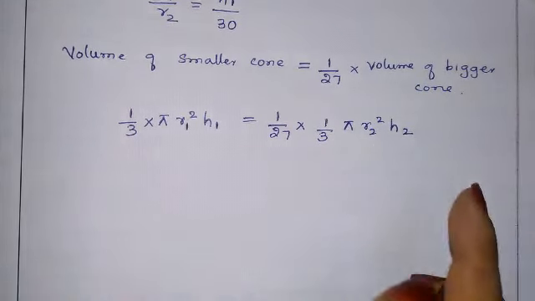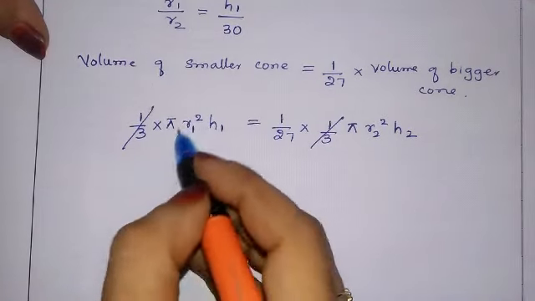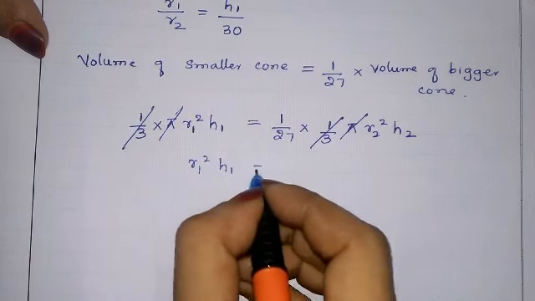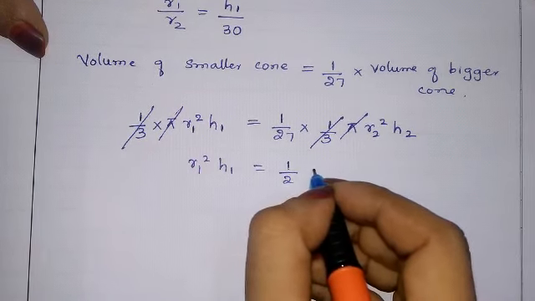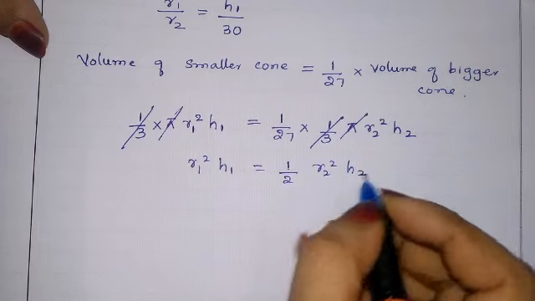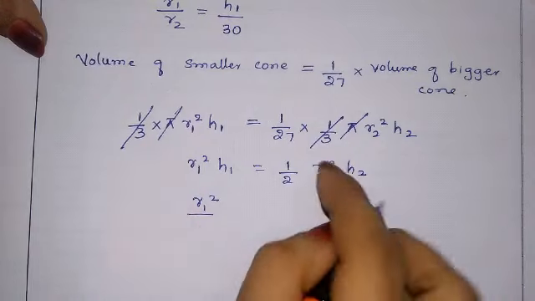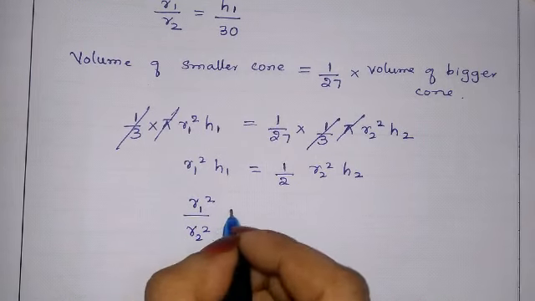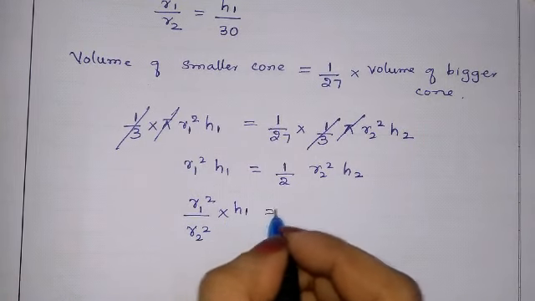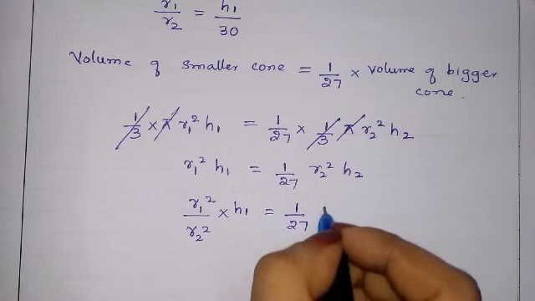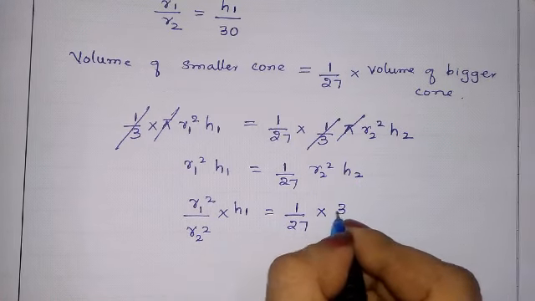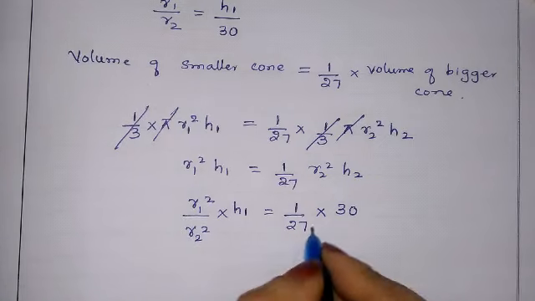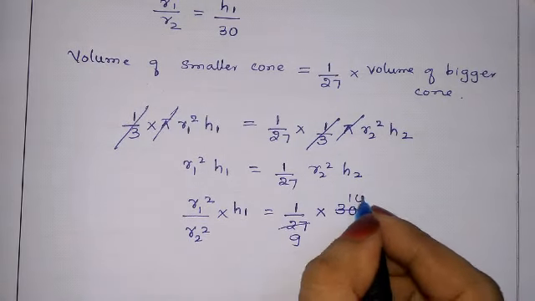Okay, 1 by 3 gets cancelled, pi gets cancelled. Now here r1 square h1 is equal to 1 by 27 r2 square h2. So r1 square I am bringing here upon r2 square, since it is in multiply position it will get divided, into h1 is equal to 1 by 27 into h2, whose value is 30. We have got the height of the bigger cone as 30. So 3 9s are 27, 3 10s are 30.